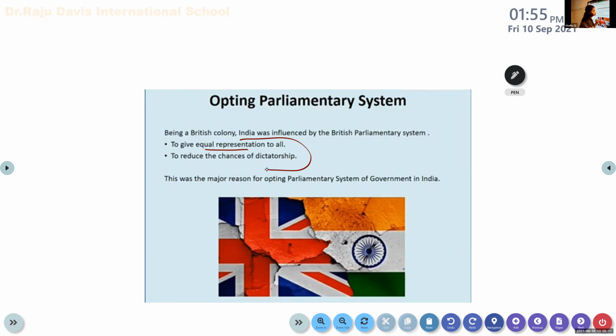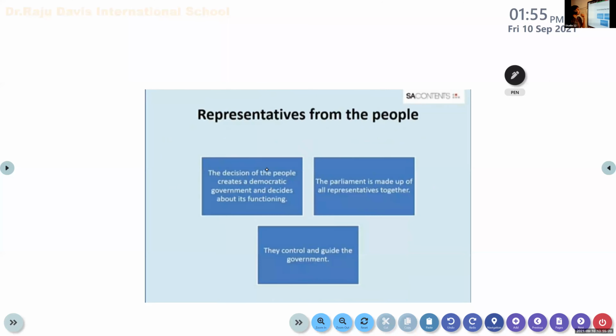Now we will discuss the parliament. We know it is the law-making body of our government. We have a parliament in Delhi, and the elected representatives.